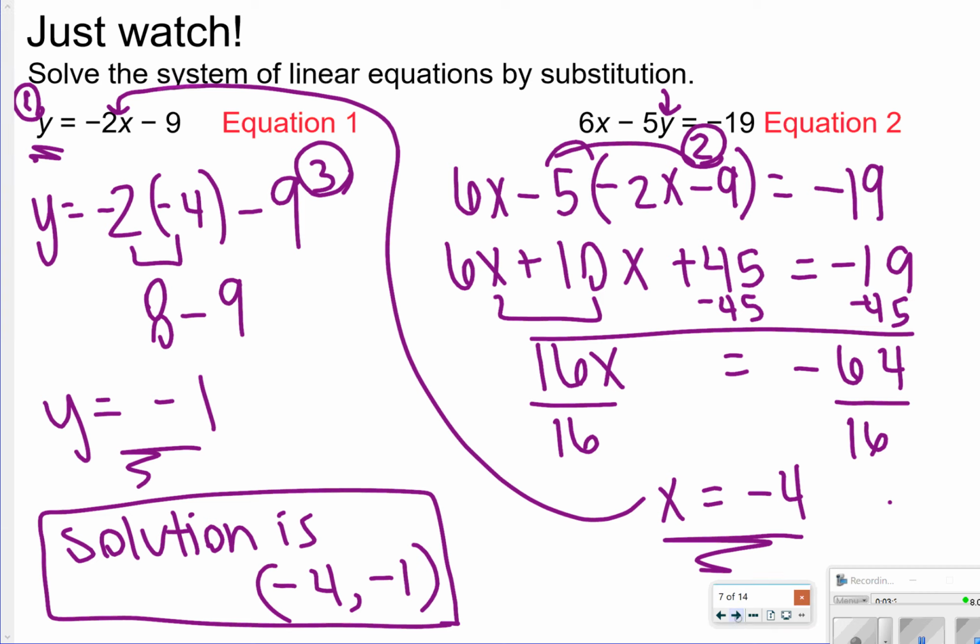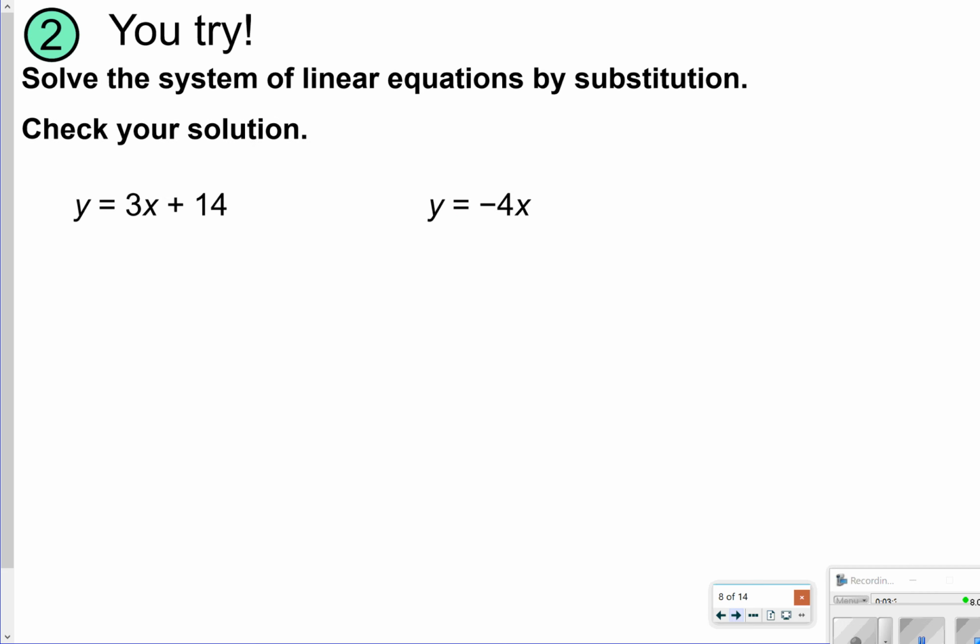Okay? So here's one that you're going to try. It does look like y is already solved for, so maybe you can plug that in to something else. I would maybe even think about getting x by itself if you wanted to. Either way, you can go ahead and solve for y so that you can go ahead and solve for x. So let's go ahead and pause right now so you can try it by yourself. And once you're done, click play.